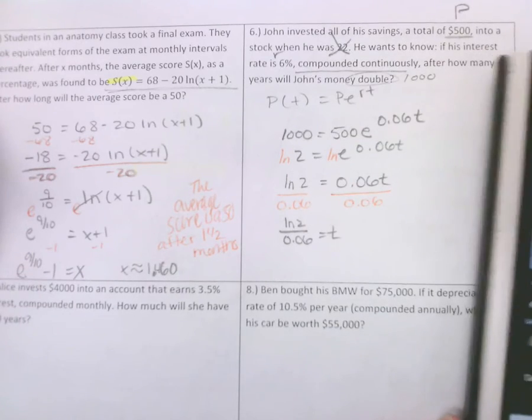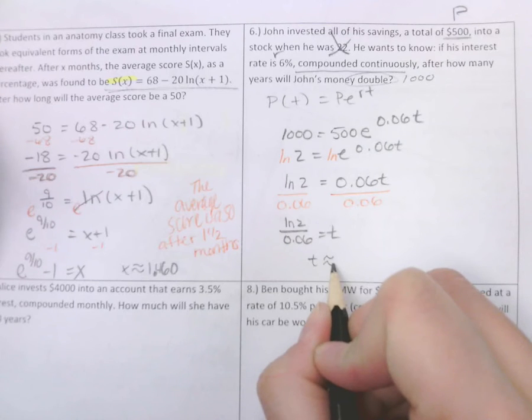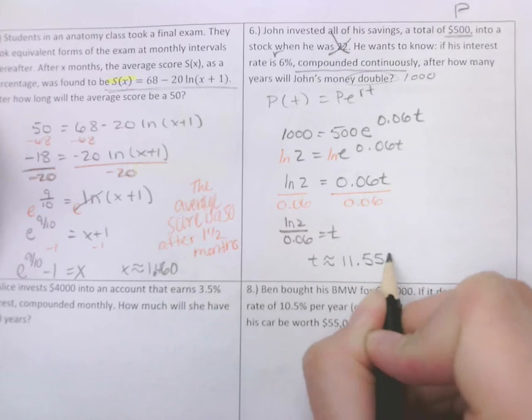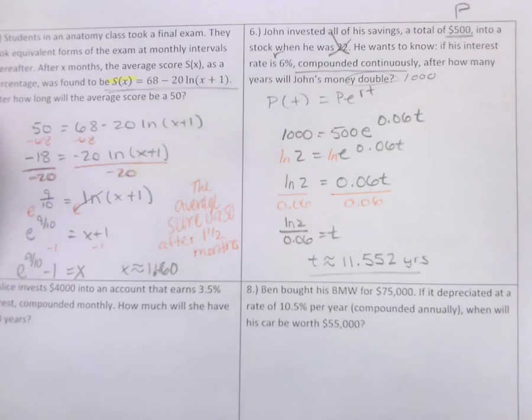3.506557. I got 11. Did you put the 0.06 in the parentheses by accident? Yeah, I did. Cool. So in about 11 and a half years, John's money will double.